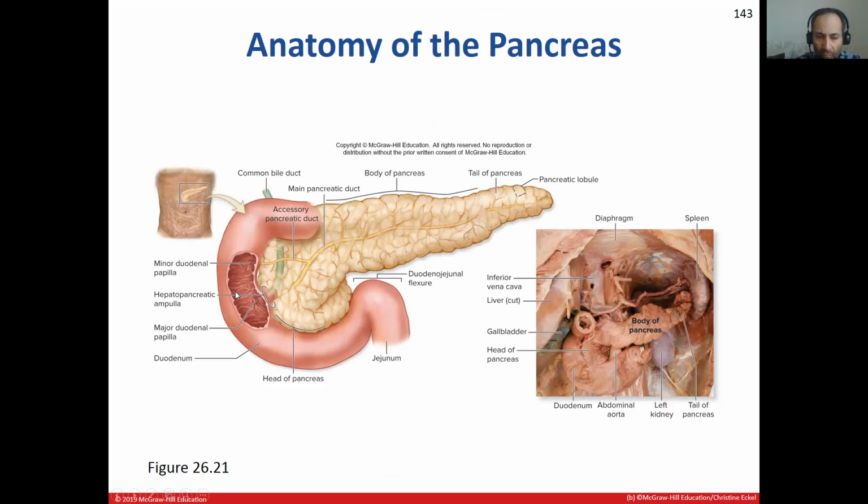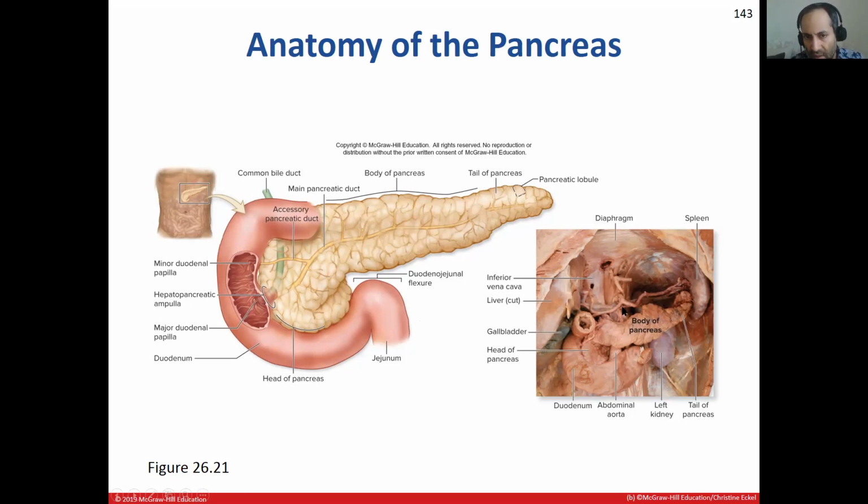Here is your duodenum and then the jejunum, right? The first two parts of your small intestine. You can see that the pancreas has this pancreatic duct running across it, a main pancreatic duct and an accessory pancreatic duct, which carries pancreatic digestive juices and pours them out here into your small intestine.